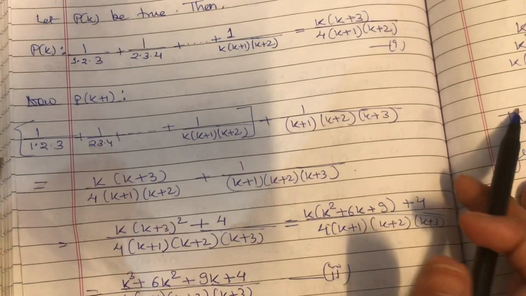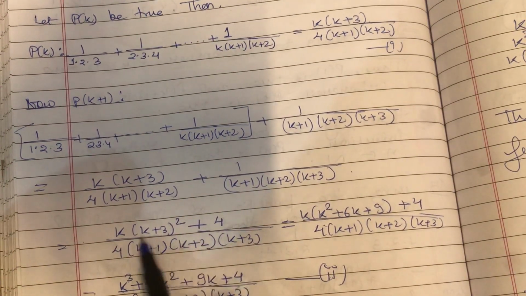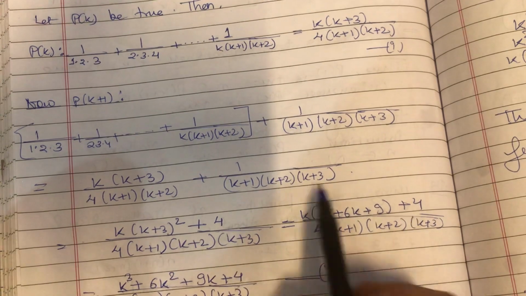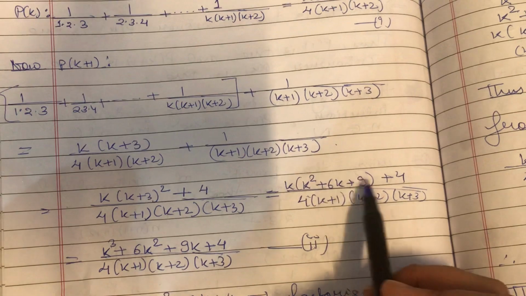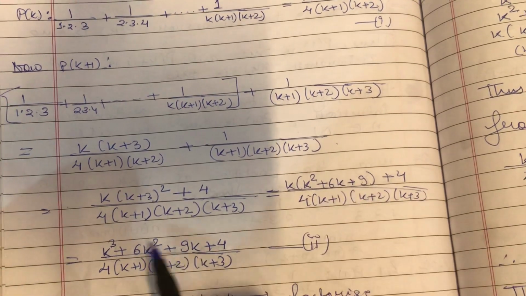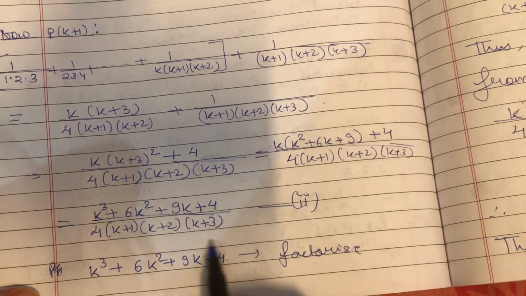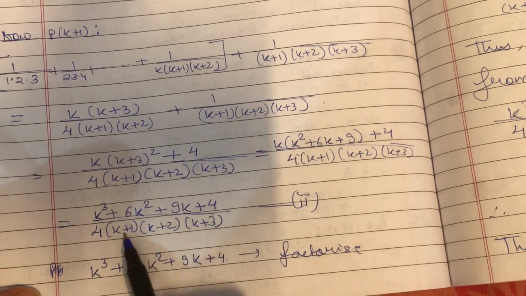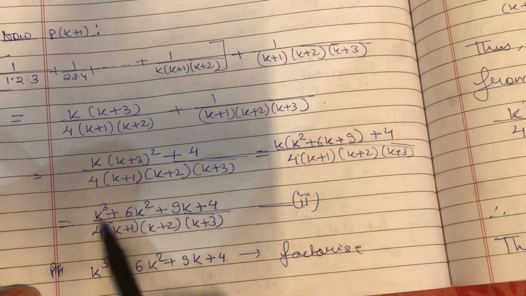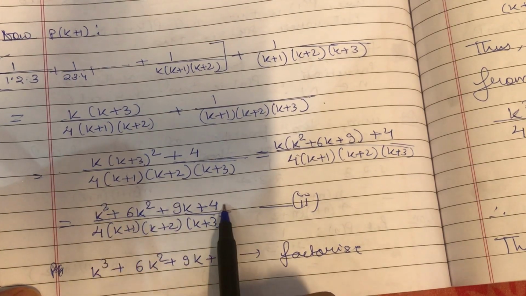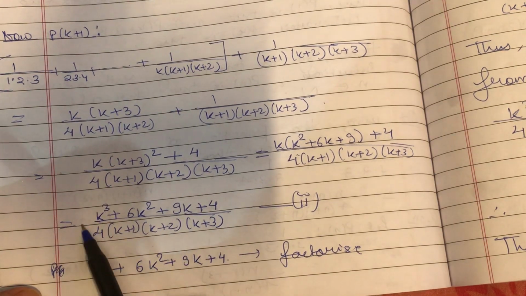Now how to solve? Again I can take the LCM like this, and if we take the LCM we'll solve it, right? On simplification, a plus b whole square is a square plus 2ab plus b square, plus 4. If you remove the bracket you will get it like this. And when you solve it, now I need to factorize this numerator part, because in the denominator we have it in terms of factors, but at numerator we have the expression itself. Now I have to write it in the form of factors.